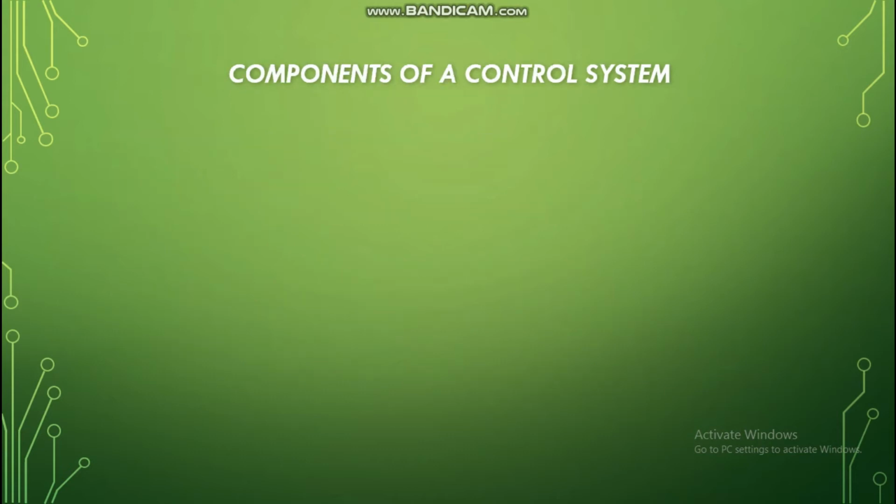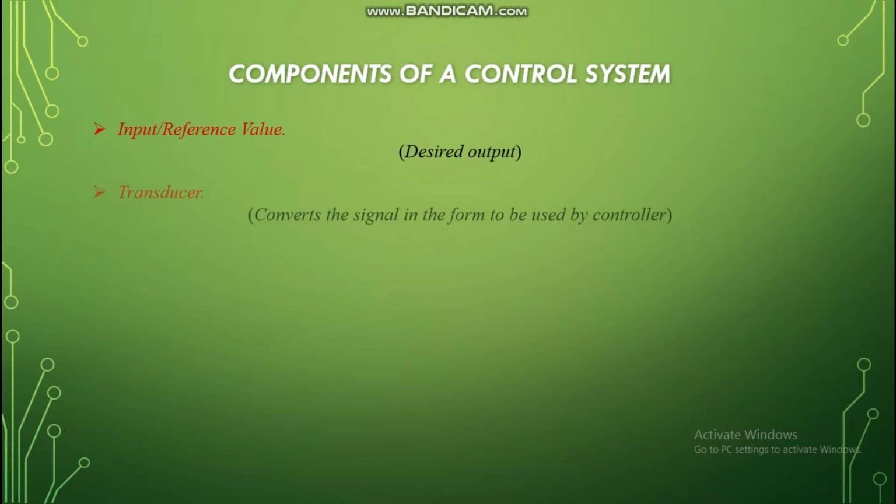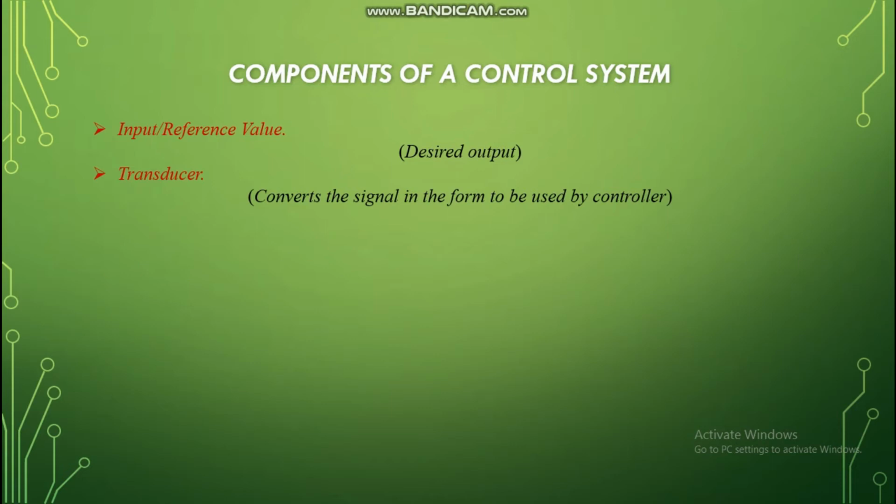Let's have a look at the components of a control system. The first component is the input. This is also called the reference value, and the desired output is totally dependent on the input provided or the reference value. Second part is the transducer. It converts the signal into the form to be used by the controller. The purpose of the transducer is to convert the input value into a form so that it can be understood and used by the controller.